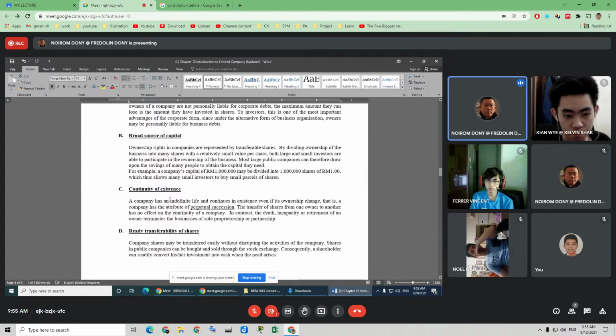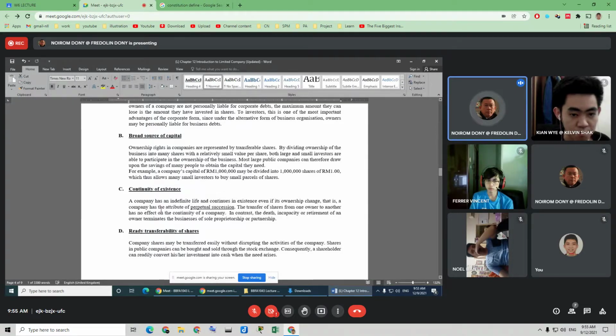Indefinite life, and it continues in existence even if its ownership changes, meaning when one of the shareholders owning 20% of the total shares sells off, it doesn't affect the continuation of the business operation.